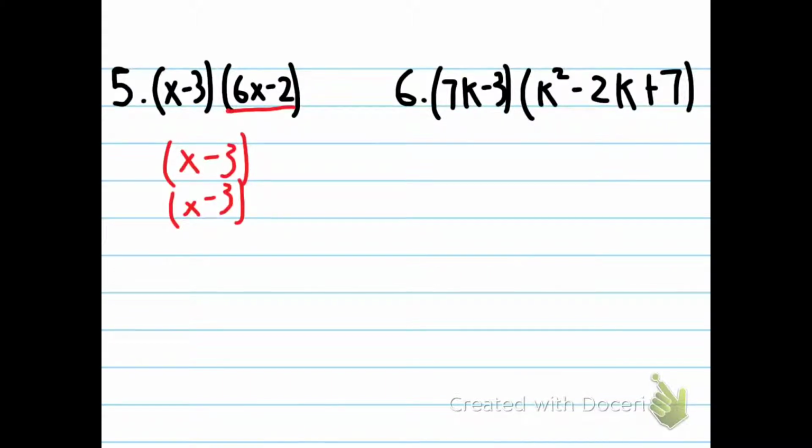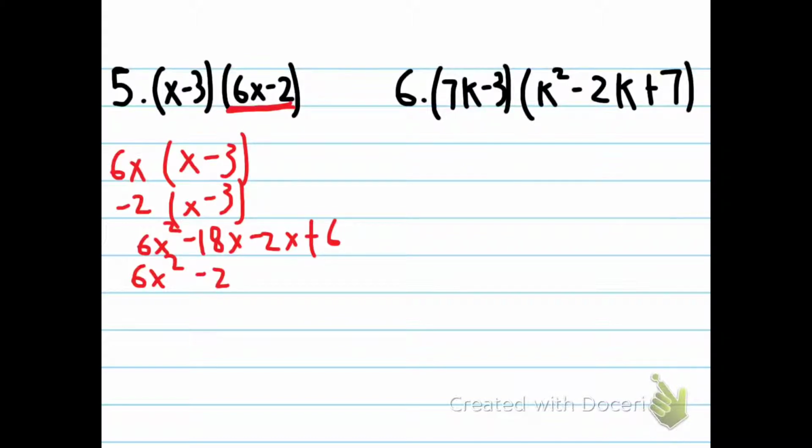So for number 5, I'm using this one to distribute with, so 6x minus 2. So 6x times x is 6x squared. And then negative 18x. Negative 2 times x is negative 2x. And then plus 6. So combine like terms. 6x squared minus 20x plus 6 is your final answer.